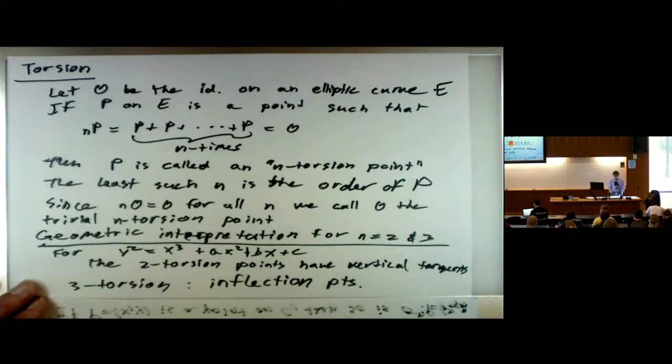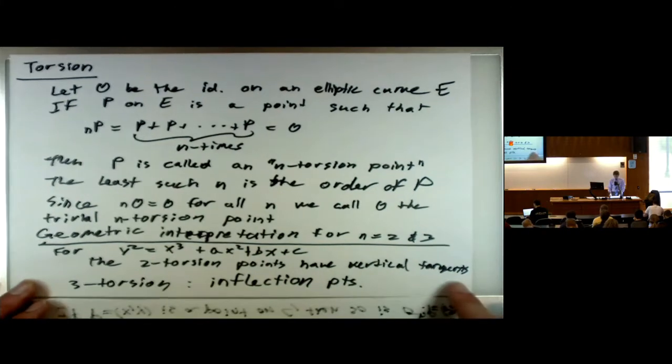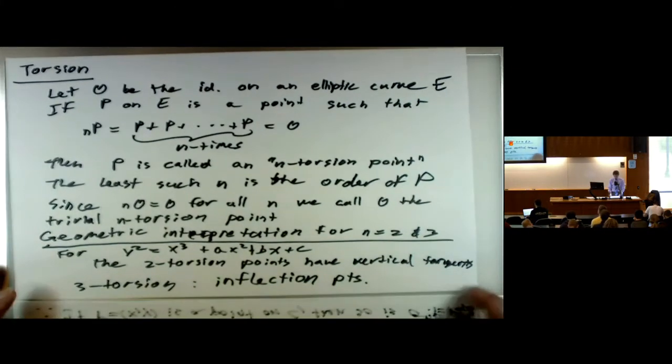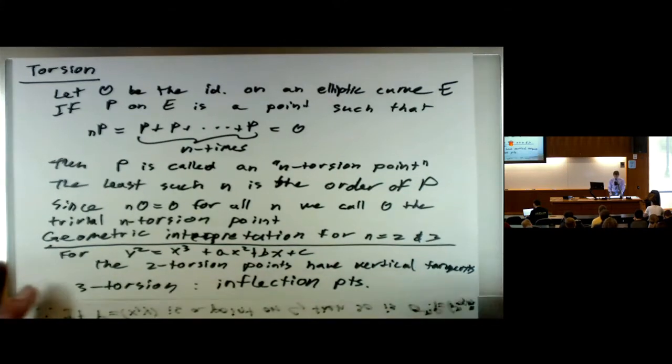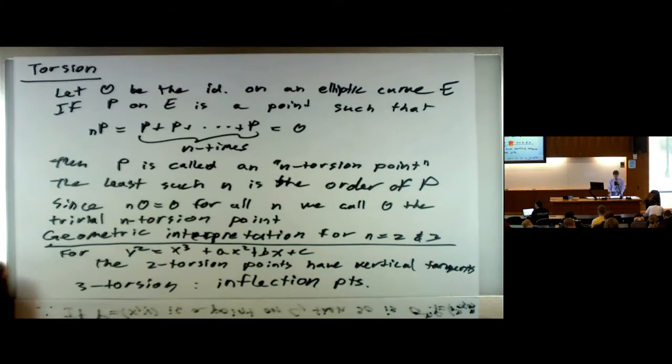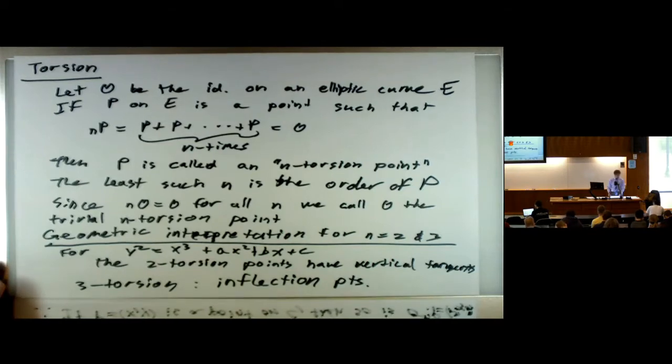And in the exercises, I have a problem where I ask you to compute what's called a division polynomial. Division polynomials give you x coordinates of torsion points, and I ask you to compute it using implicit differentiation. If you do implicit differentiation twice, you can figure out what the inflection points are, and that tells you then what your 3 torsion points are. For general division polynomials, they get pretty hard. I have the general formulas in the notes.